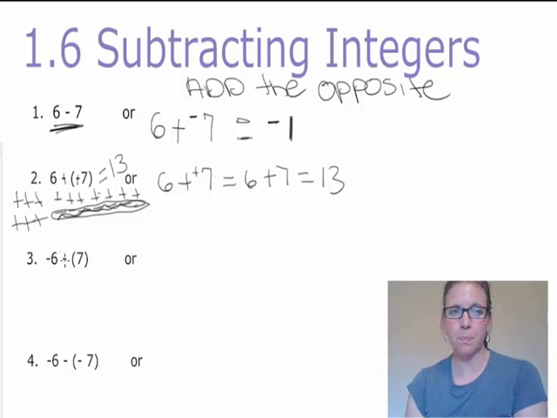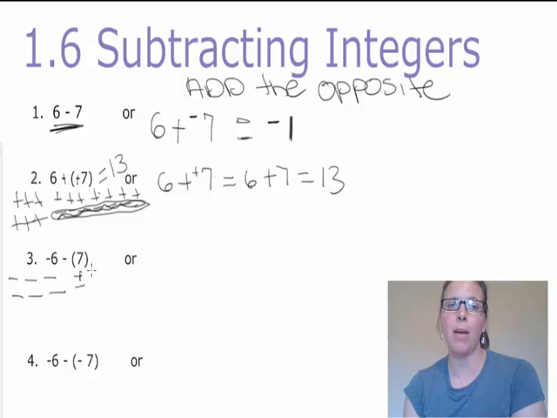Okay, so this one we have negative 6, take away positive 7. Again, we have negative 6. Well, we don't have positive 7 to take away. So again, you have to come up with your zero pairs.